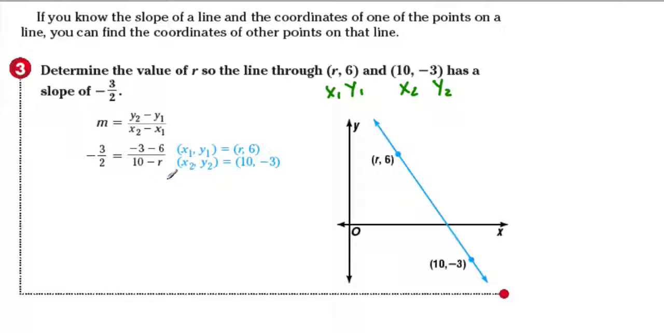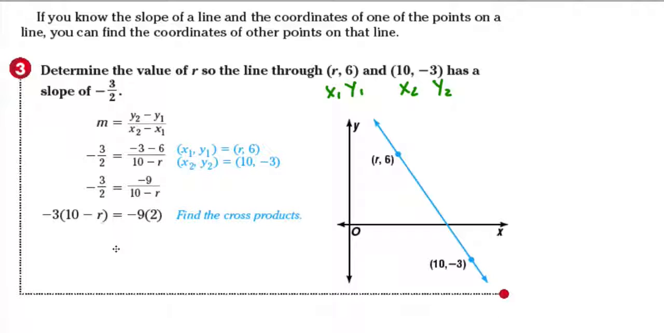Okay? So from there, we know that this particular equation forms a proportion, and in solving a proportion, we multiply their cross products. Okay, so we simply multiply their cross products right there, and we end up with negative 3 halves equals negative 9 over 10 minus r. We simply simplify this first, and now we multiply the cross products. So we multiply 10 minus r times 3 and negative 9 times 2.